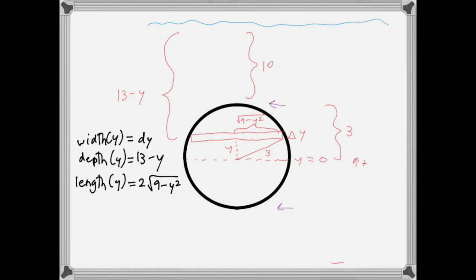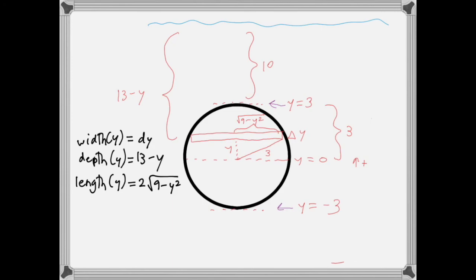So that means if up is positive and y equals 0 is in the center of the circle, then this guy would be y equals 3, and this guy would be y equals negative 3. Okay, right? We've got this guy and we've got this guy. So we're ready to write down our integral.